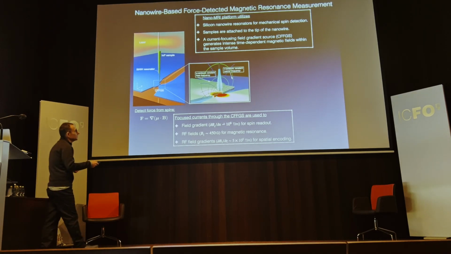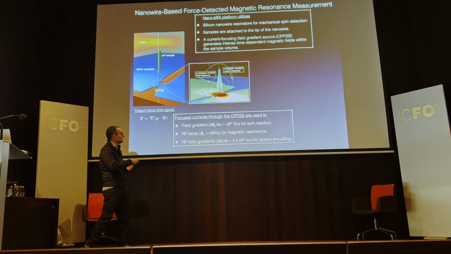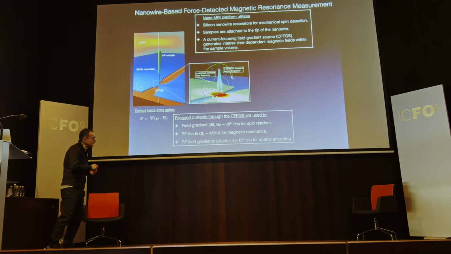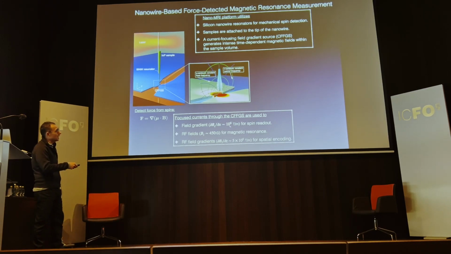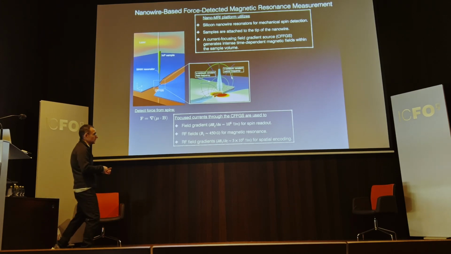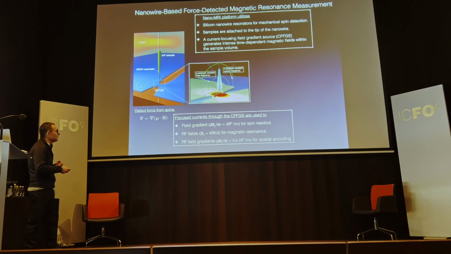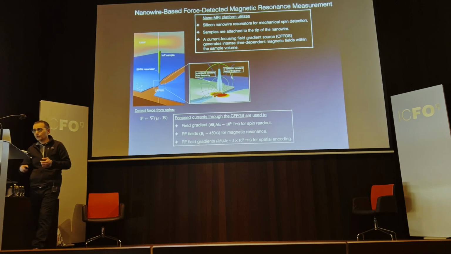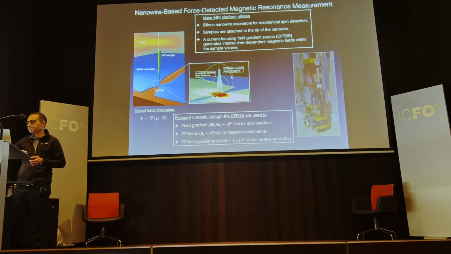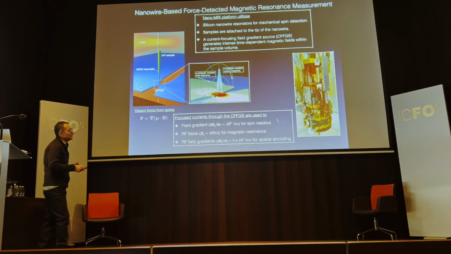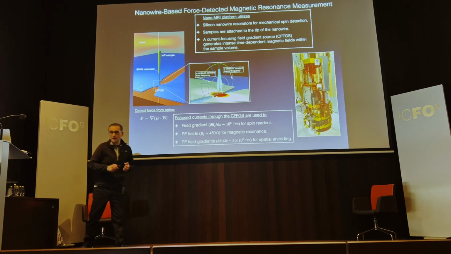The type of gradients we can generate with the CFFGS is 10 to the 6 Tesla per meter for spin detection. This isn't quite as high as what you can get with a ferromagnet, but it allows us to have very good time control and very, very large V1 fields of up to 450 Gauss. The experiments are done at 4 Kelvin. This is the microscope that we use.